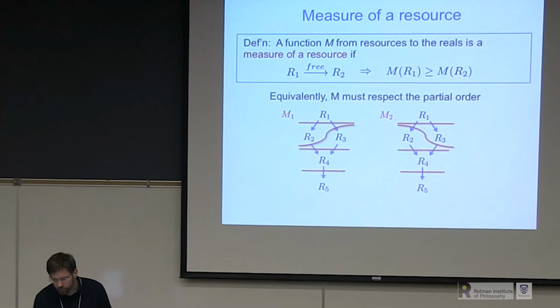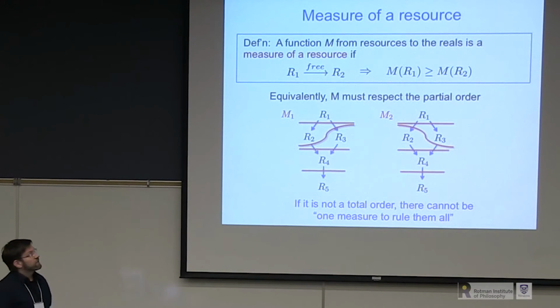So the bottom line is if your partial order of resources is not a total order, then there's no one measure to rule them all. We have to find the right way to quantify this resource. That's just the wrong way of thinking. I call it the total order fallacy.